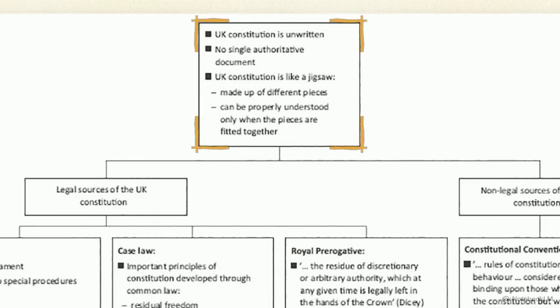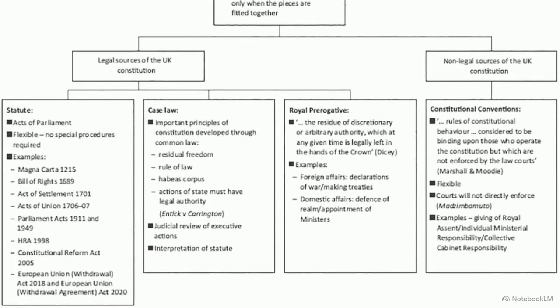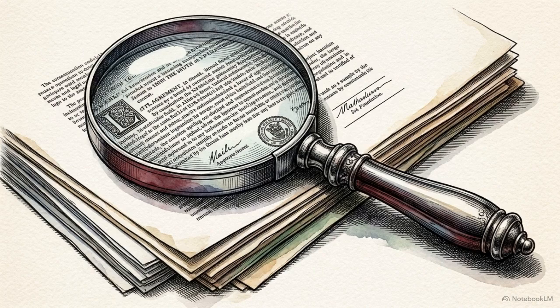The United Kingdom does not have a codified constitution stored in a single document. It operates on an uncodified matrix made up of distinct legal and non-legal sources. To solve our problem, we have to look at how four specific pieces of this matrix interact: Acts of Parliament, case law, the Royal Prerogative, and constitutional conventions. Correctly mapping the hierarchy of these sources is the only way to determine the legality of the state's actions. It is the central task of a constitutional law analysis.